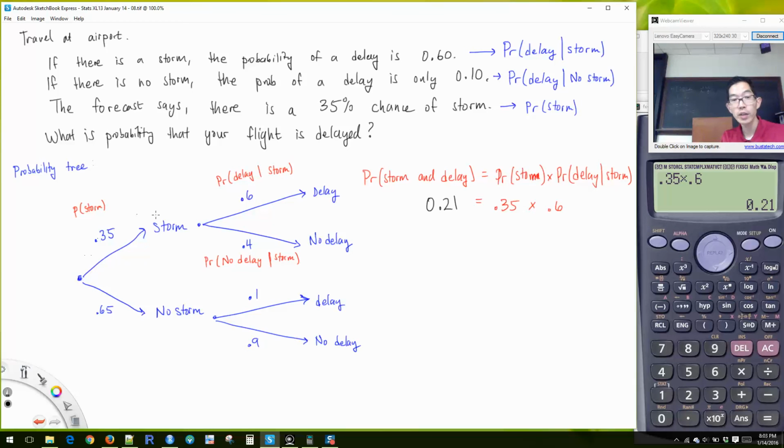With the way the tree is set up, I can just go down the paths, and effectively I'm doing the math in these formulas. I can just do 0.35 times 0.6, and that gives me 0.21. 0.35 times 0.4, I would get 0.14. 0.65 times 0.1, I get 0.065. And over here, I would get 0.585.